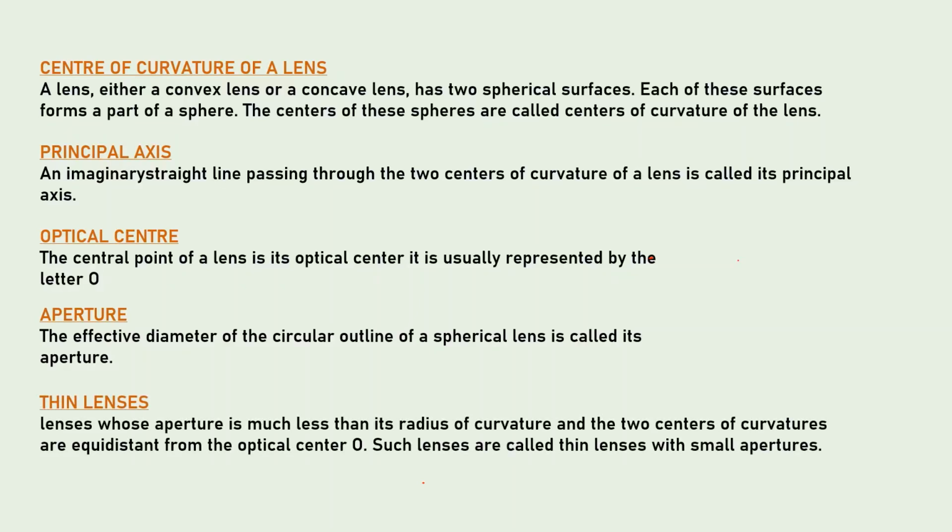Thin lens. What is thin lens? Thin lens is that lens whose aperture is much less than its radius of curvature, and the two centers of curvature are equal distance from the optical center O. Such lenses are called thin lenses with small aperture.